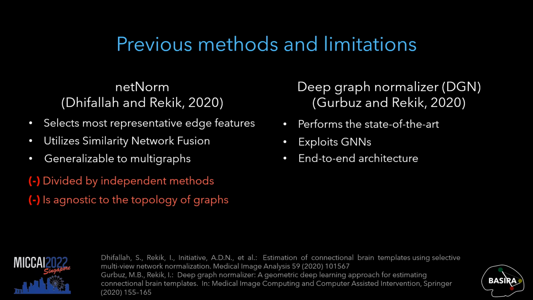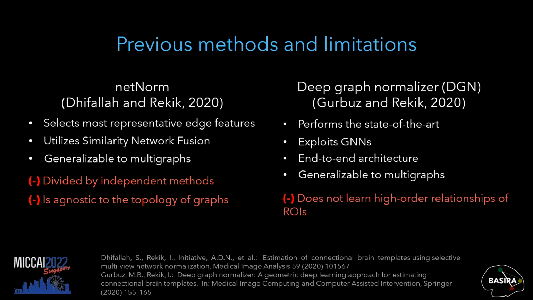DGN is the first method to use graph neural networks for such a task. It integrates upon the edge features of ROIs and learns node embeddings locally in an end-to-end fashion. The shortcoming of DGN is that it only does integration at the node level, thus does not use any further information the graph might carry.